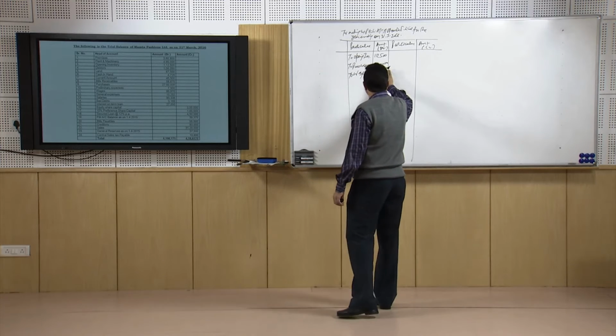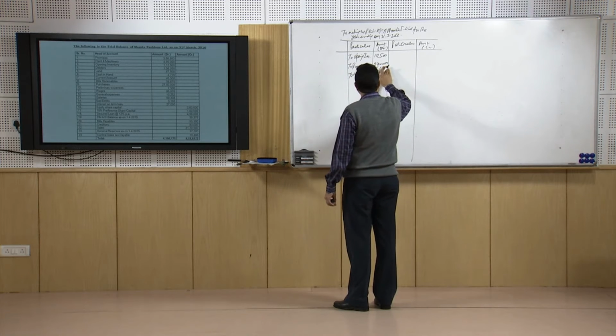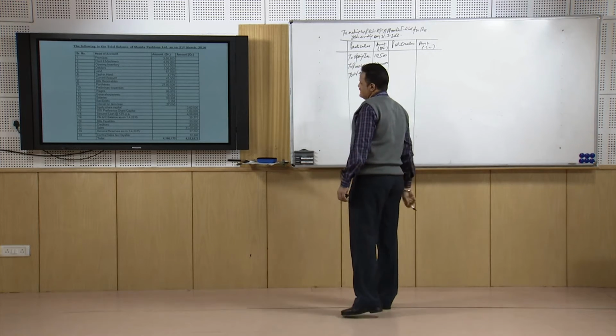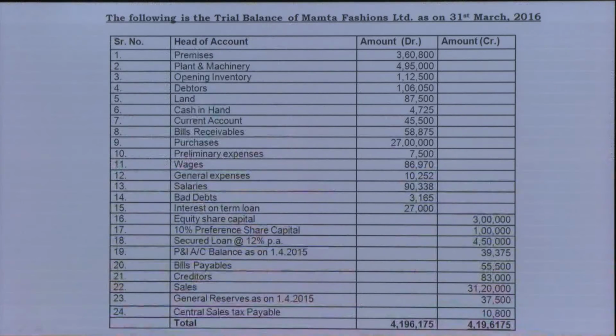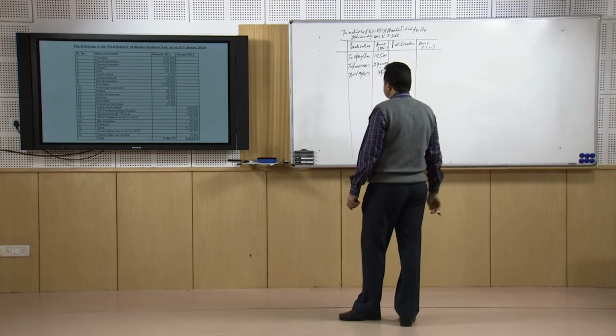Then we have to look for any other direct expense, if there is any. General expenses no, salaries no, bad debts no, interest on term loans no, equity share capital no, 10% preference share capital no, secured loans no. It means there is nothing left here. So let us go to the credit side now.